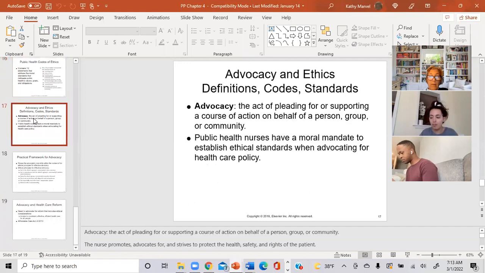So we'll take a look at that in the book. Advocacy. How does advocacy play into ethics? What is advocacy? The act of pleading for or supporting a course of action on behalf of a person, group, or community. As nurses, we're advocates, right? Public health nurses have a moral mandate to establish ethical standards when advocating for healthcare policy.